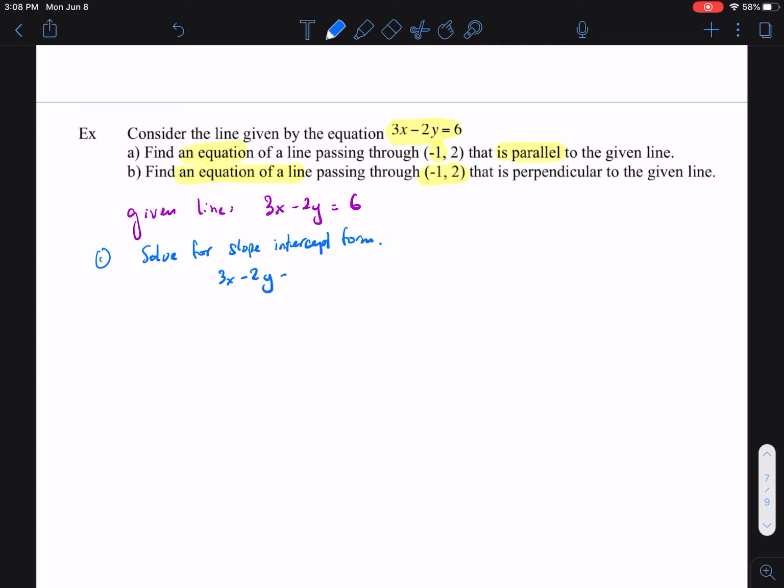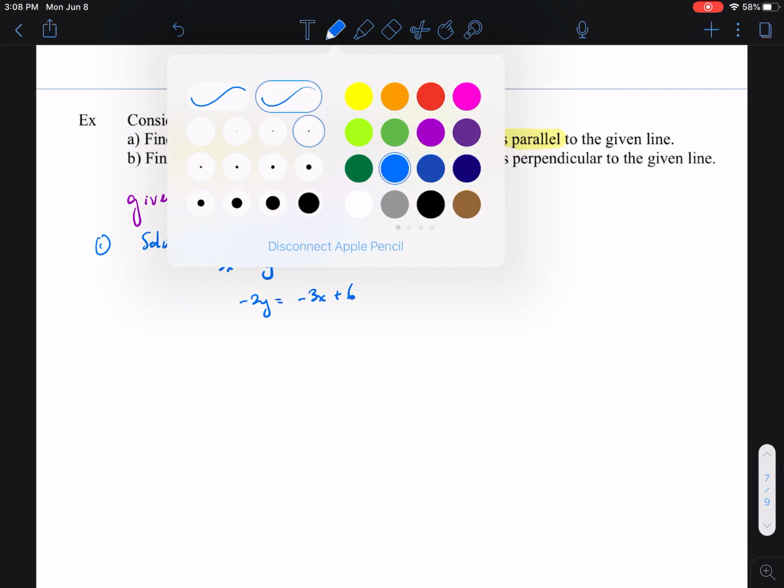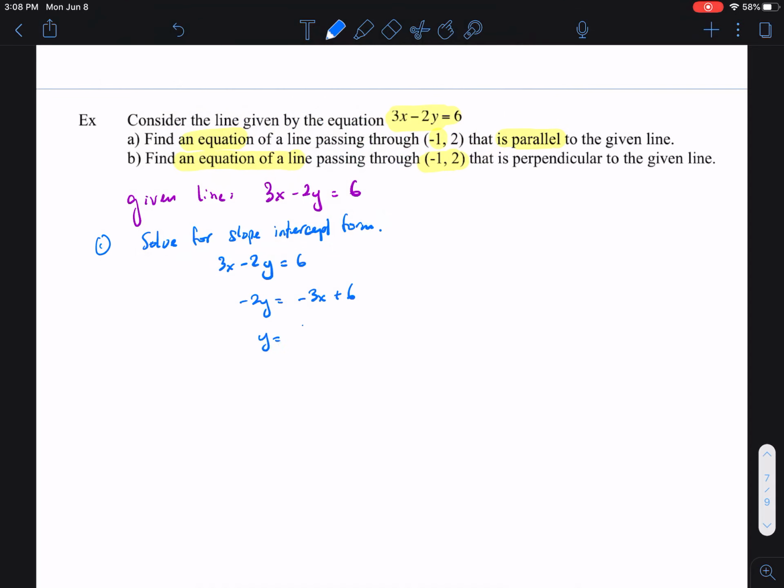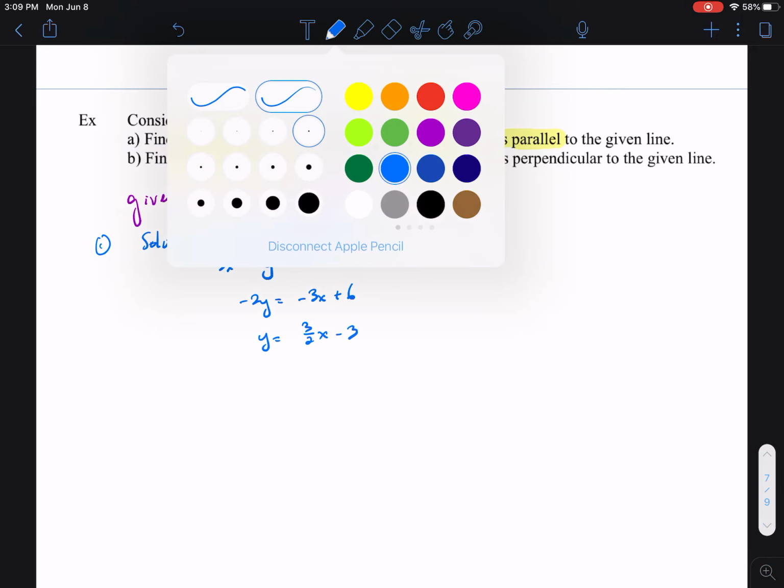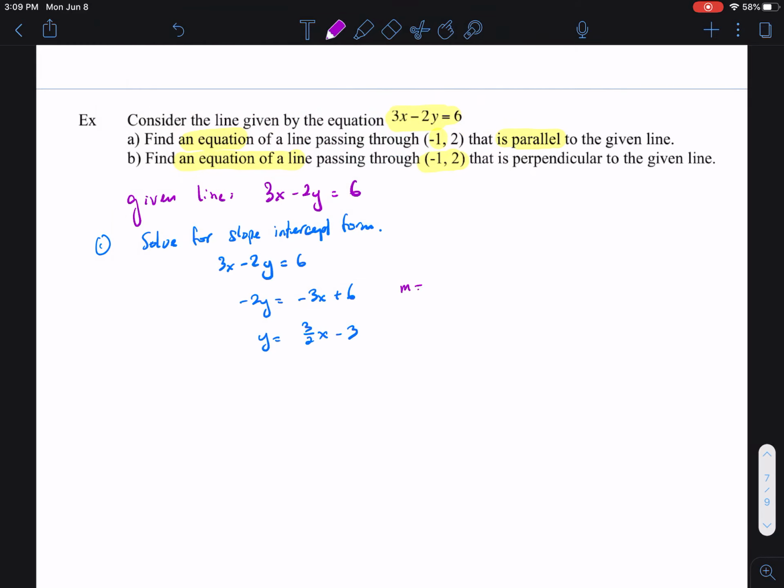3x minus 2y equal to 6. So that means -2y equal to -3x plus 6. Now we can divide by -2. Divide by -2 would give us that result. -3 divided by -2 is 3/2. 6 divided by -2 is -3. So now it's in slope intercept form. Our m is 3/2, and then b is -3.